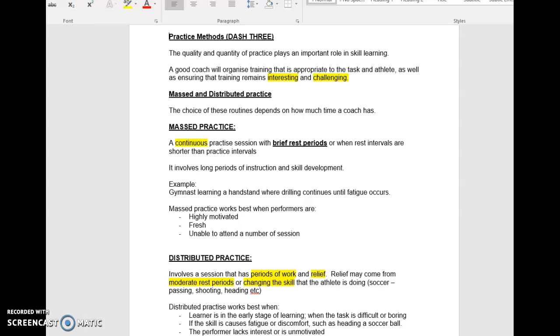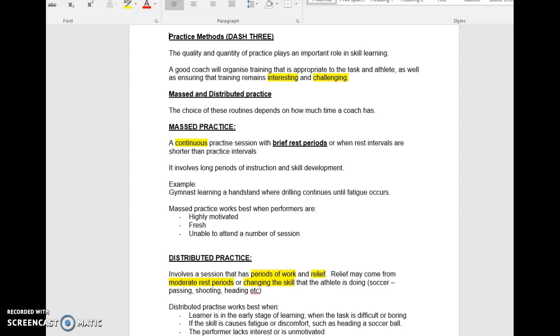If you look at games like soccer, hockey, basketball, there are lots of different components. Soccer, for example, components will be passing, shooting and headering. A coach wouldn't spend 40 minutes on a headering practice because one, it might cause some discomfort to the athlete, but also it's boring and they will become unmotivated. So usually when you participate in game-based sports, they will break up these skills into different drills and then usually apply it to a game at the end.